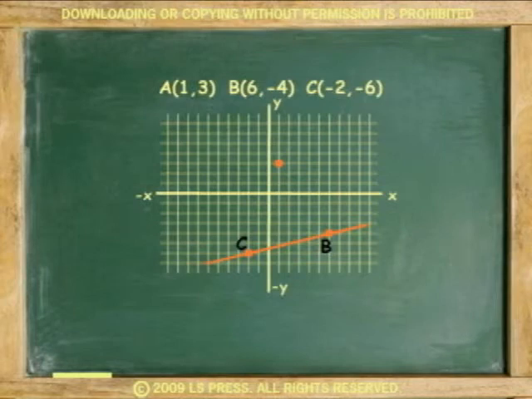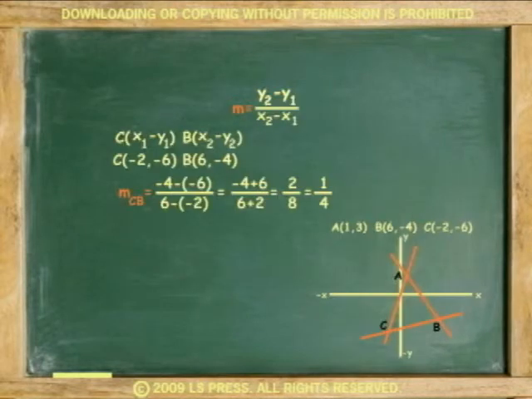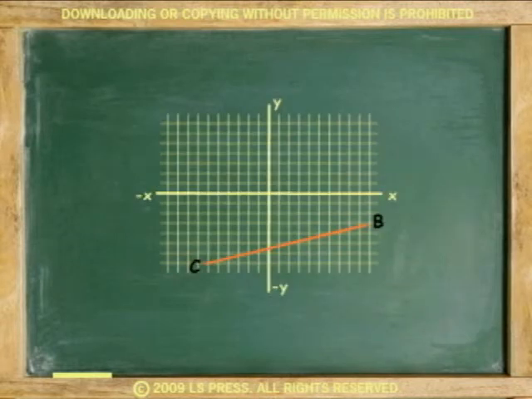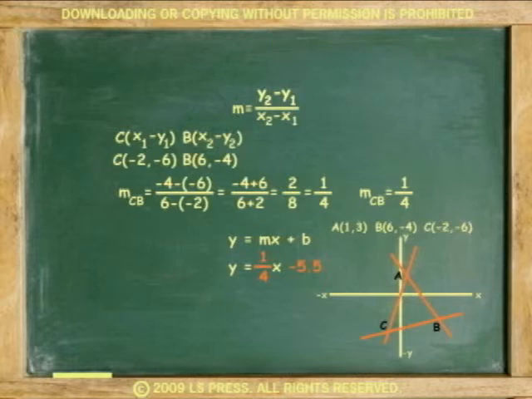Now line CB. The slope is m equals negative 4 minus negative 6 over 6 minus negative 2 equals negative 4 plus 6 equals 2. 6 plus 2 equals 8. 2 over 8 equals 1 over 4. The slope is 1 over 4. And the y-intercept is (0, -5.5). Substituting the slope for m and the y-intercept for b, the equation is y equals 1 over 4 x minus 5.5.